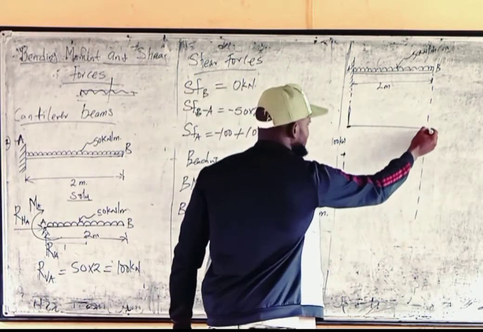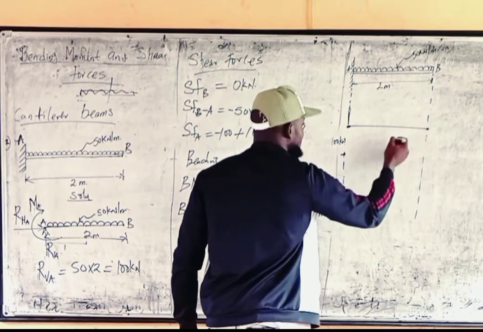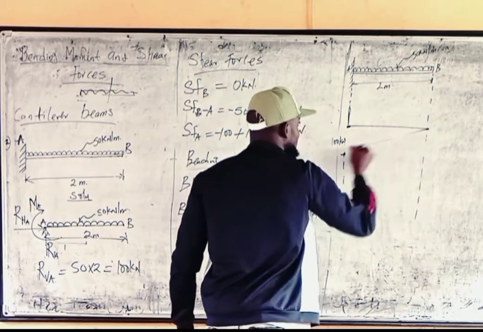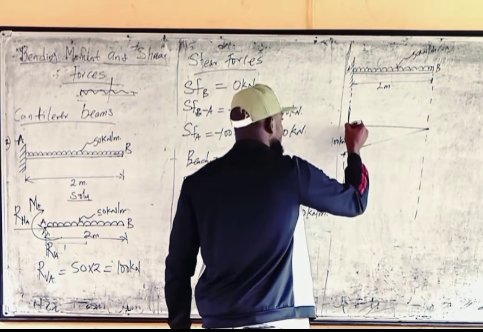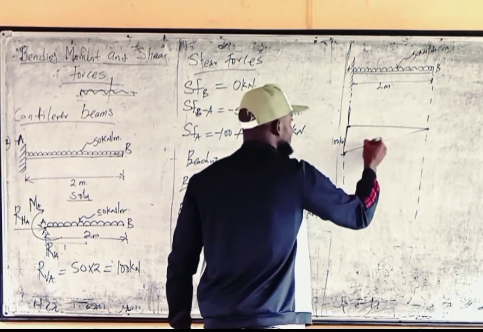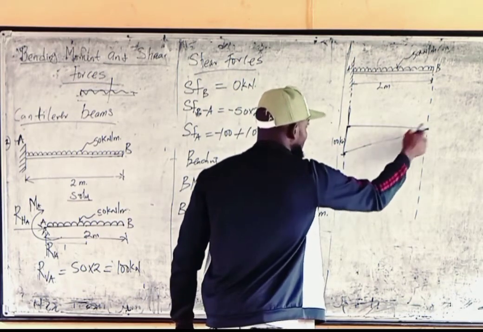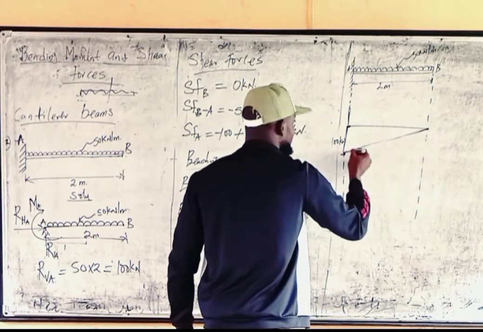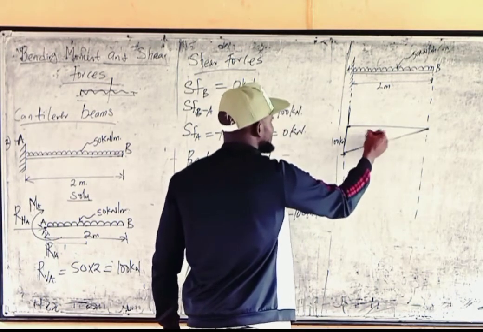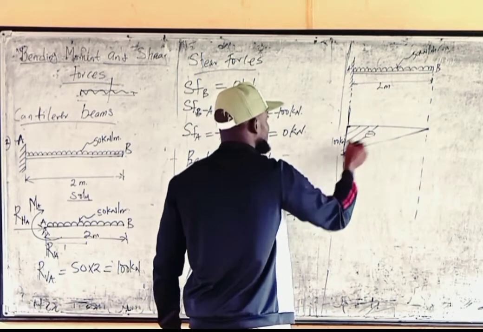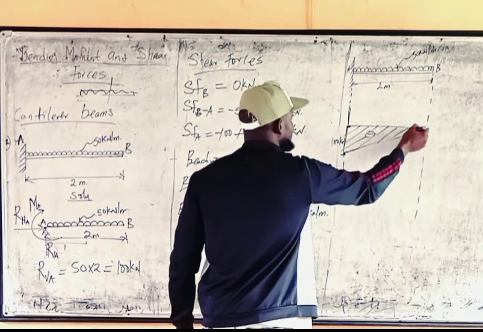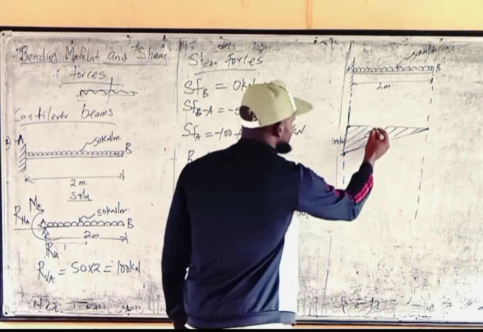So what you do, you just join with a straight line. Join this and this with a straight line. Then you join this with a straight line. So that will give us the shear force diagram. This is a straight line, please take note of that. It's very important to take note of that. So that is negative, that will give us the shear force diagram. So now let's go back.